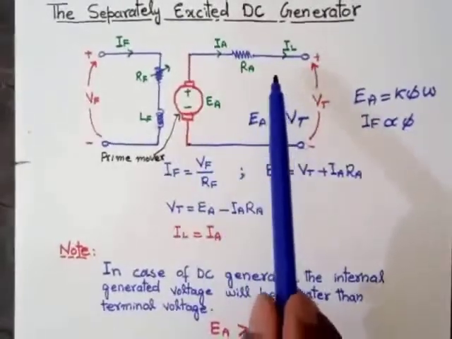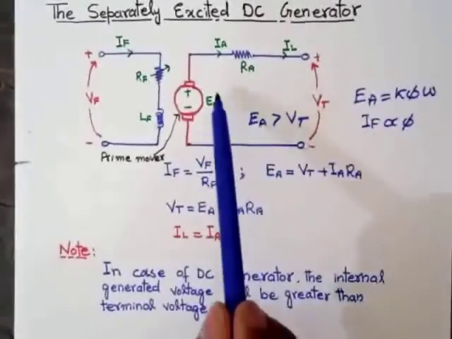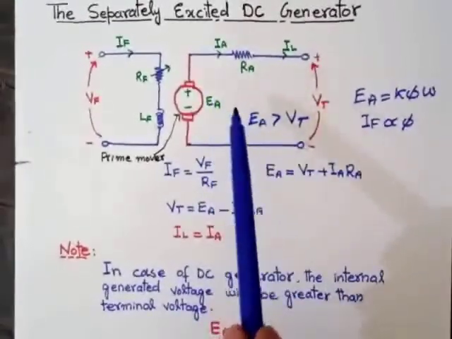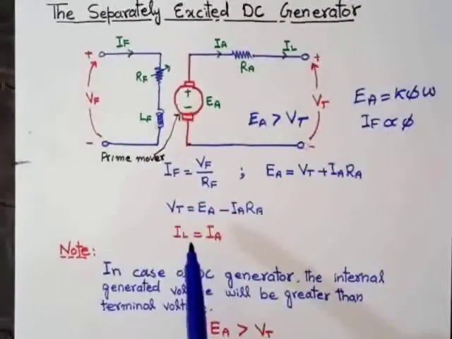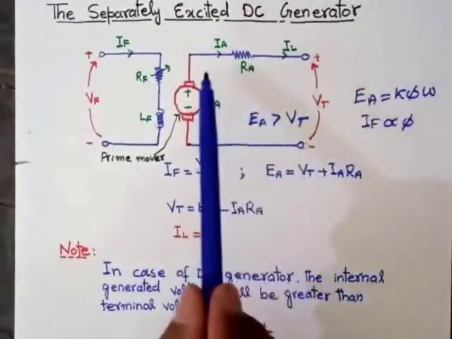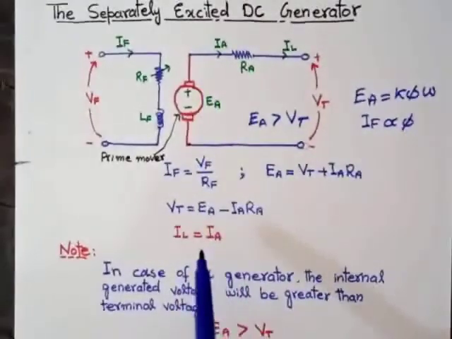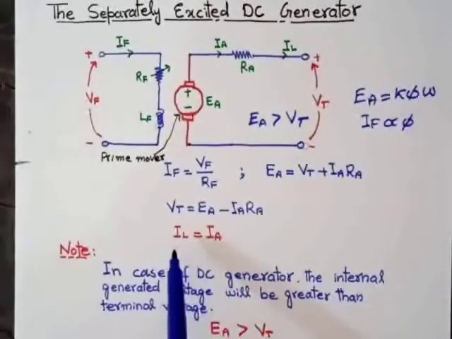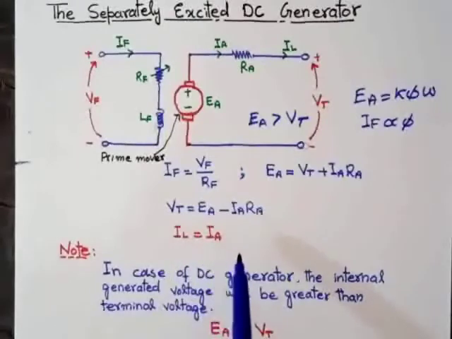Now, as you can see, this circuit is a series circuit. As we know, in the case of a series circuit, the current will be the same. That is, the line current will be equal to the armature current. That is, IL is equal to IA.